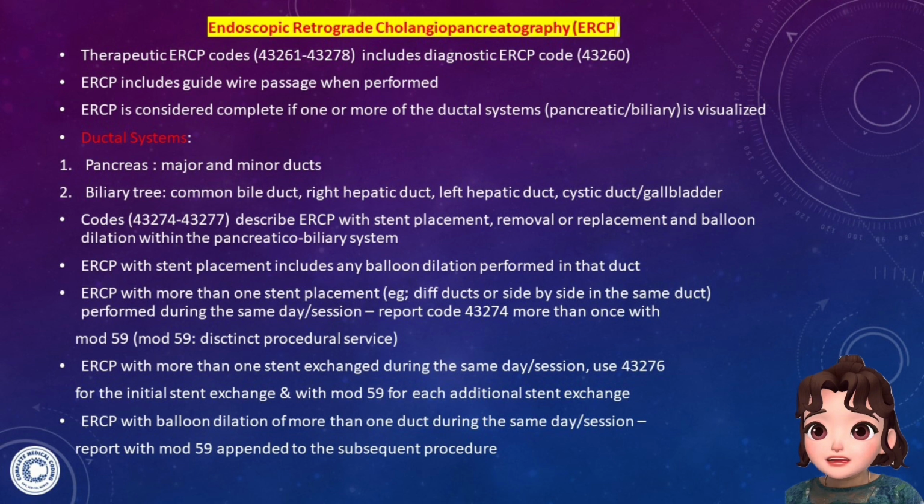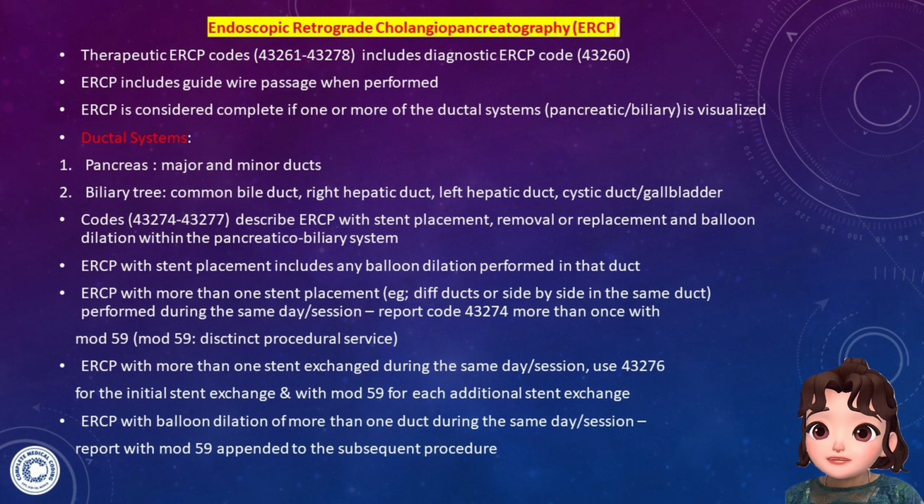ERCP with more than one stent placement, for example, it can be different ducts or side by side in the same duct, performed during the same day or session, we need to report it with the CPT code 43274 for more than once using the modifier 59. What is modifier 59? Distinct procedural service. So if it is more than one stent placement, in the same duct or different ducts during the same day or session, you need to report the code 43274 with modifier 59.